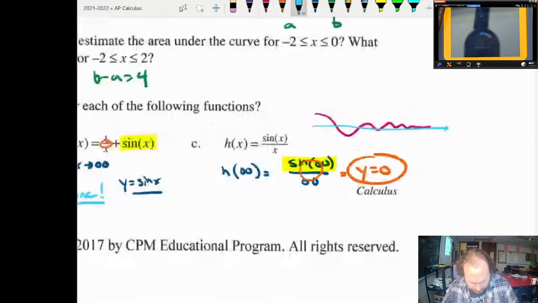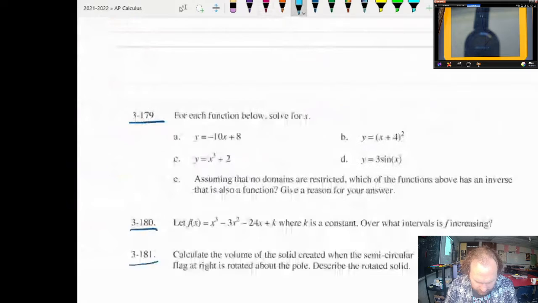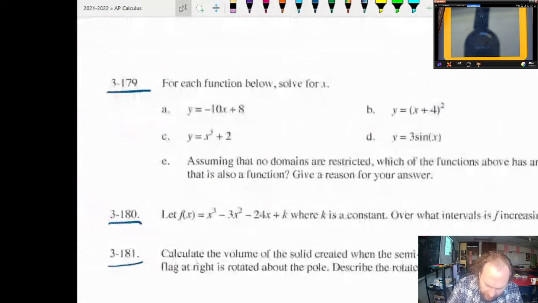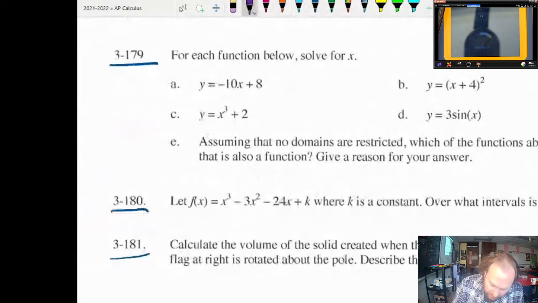Okay, next page. Here in 179, we are just solving for x in some functions. This is just kind of practice for solving equations because that's a thing we still have to be able to do. Now, A is incredibly easy. It's basically a middle school or Algebra 1 problem.